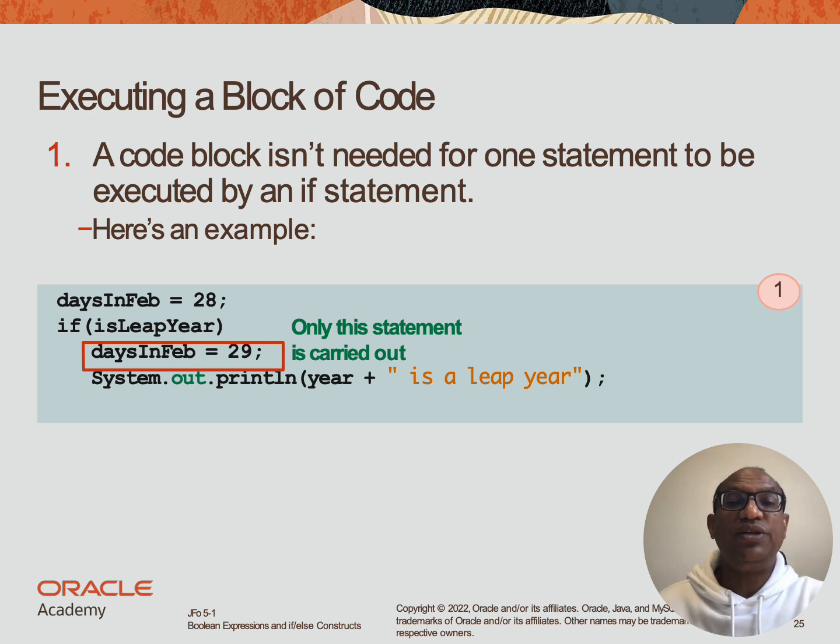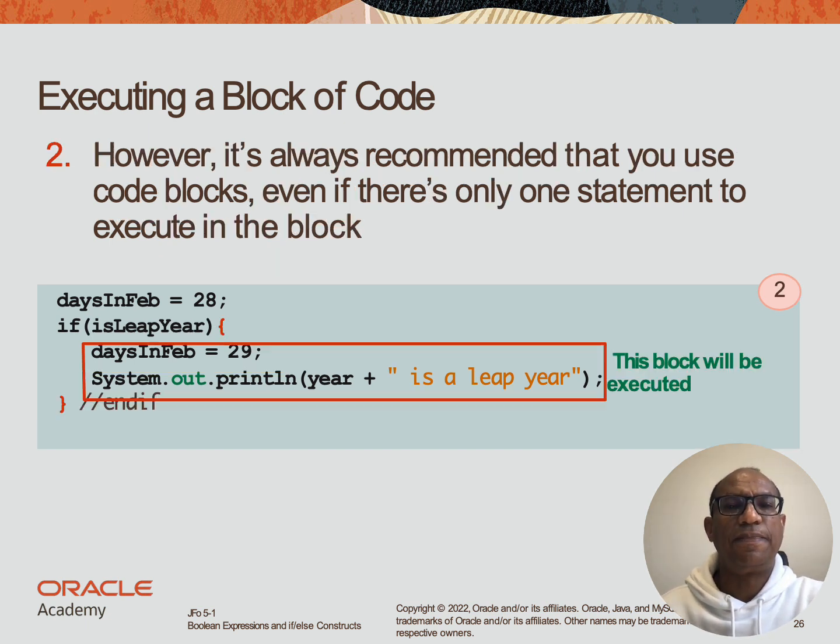In example 1, you want both statements to be executed when the condition is true. Because there is no code block, only the first statement is executed. In example 2, both statements are executed when the condition is true because there is a code block for the if statement. To avoid this error, you must use code blocks even if there is only one statement to execute in the if block.